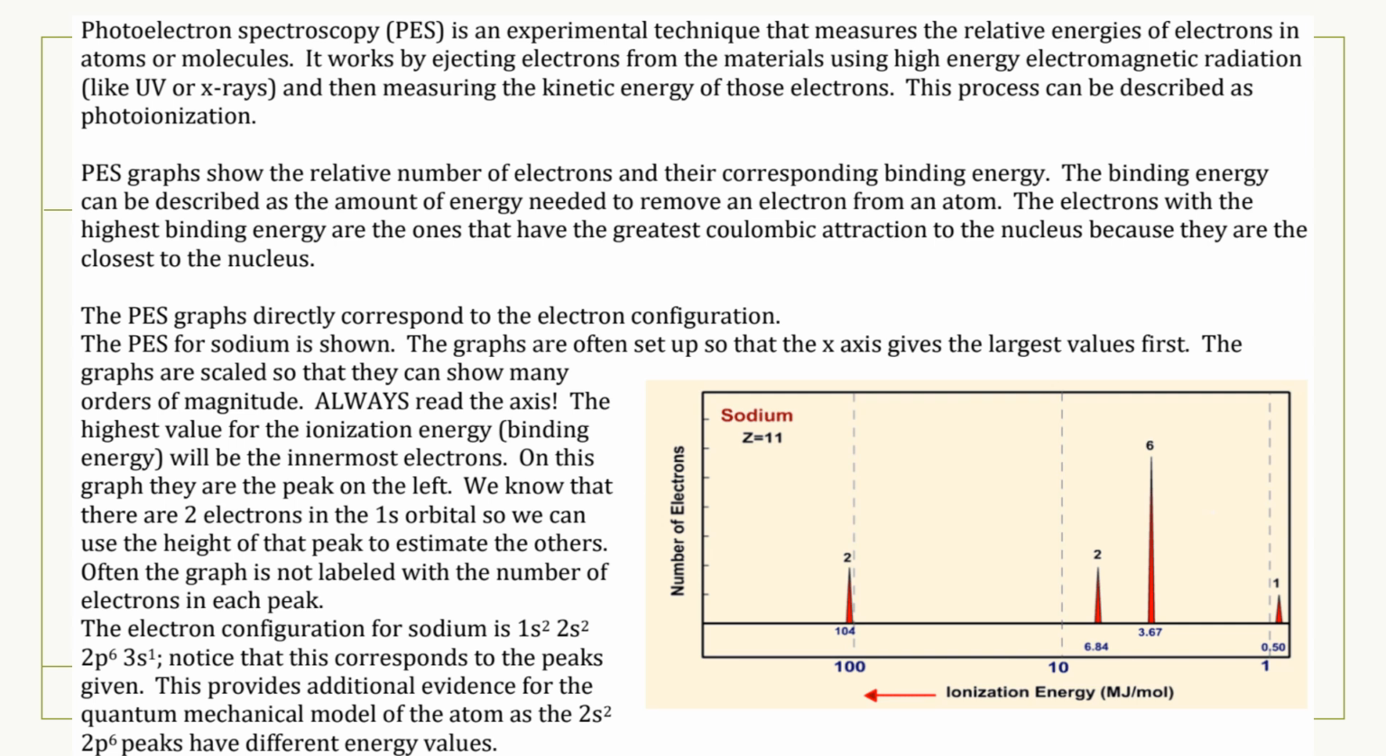We're going to be looking at graphs, and they show the relative number of electrons and their corresponding binding energy. The binding energy can be described as the amount of energy needed to remove an electron from an atom. The electrons with the highest binding energy are the ones closest to the nucleus because they have the greatest Coulombic attraction. Coulombic attraction is all related to Coulomb's law. Like I said, it's going to be your best friend, hopefully.